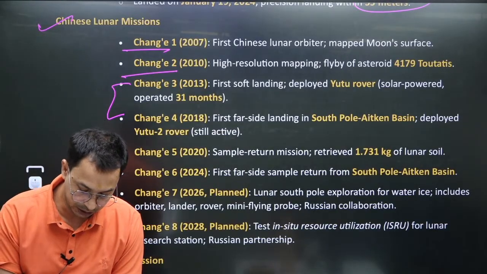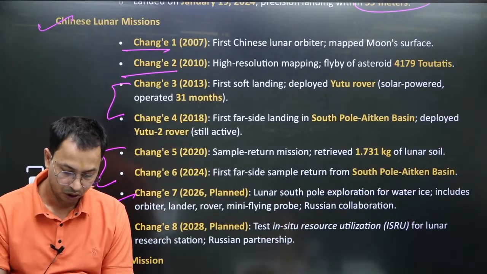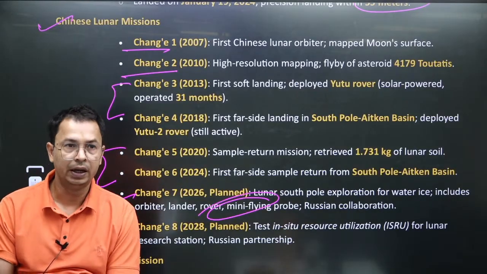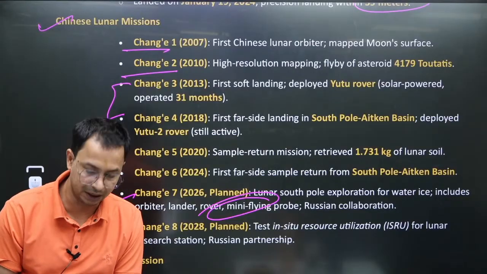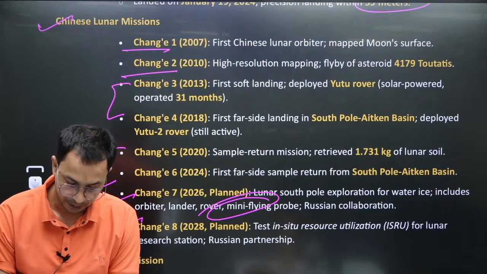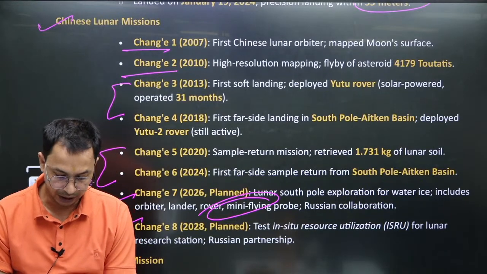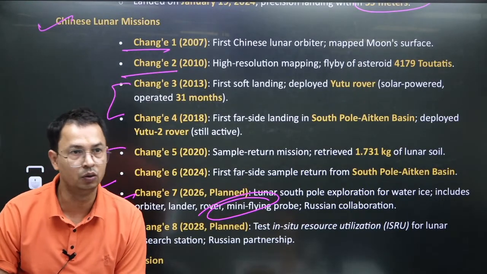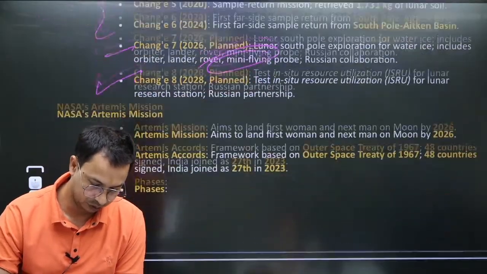the moon. Then Chang'e 7 is also sending one mini flyby, and here Russia and Pakistan joined China in the Chang'e 7 mission. Then in the Chang'e 8 mission, China is planning to have the International Lunar Research Station on the moon.